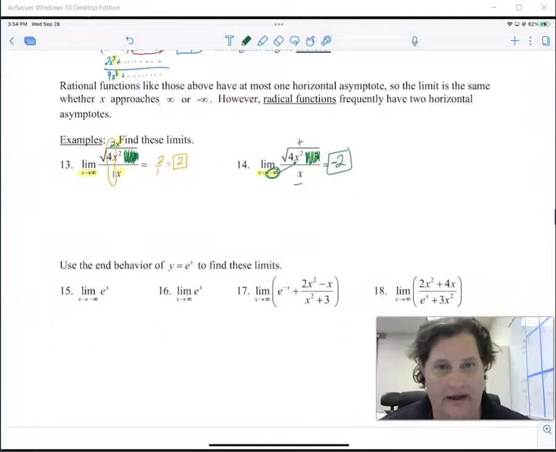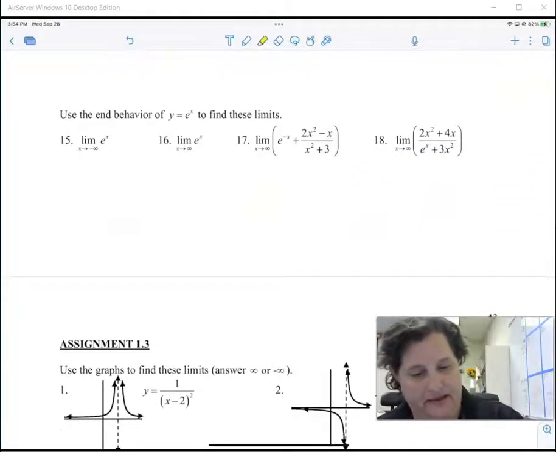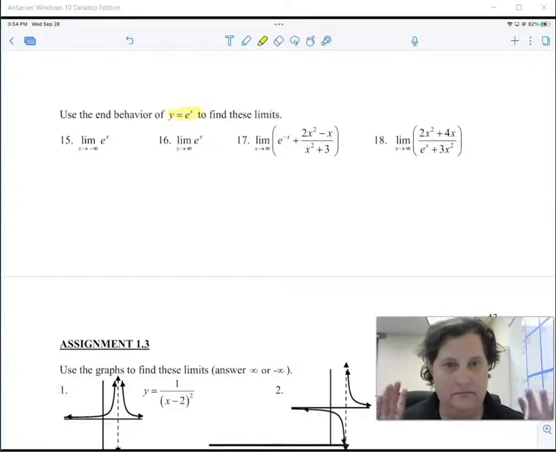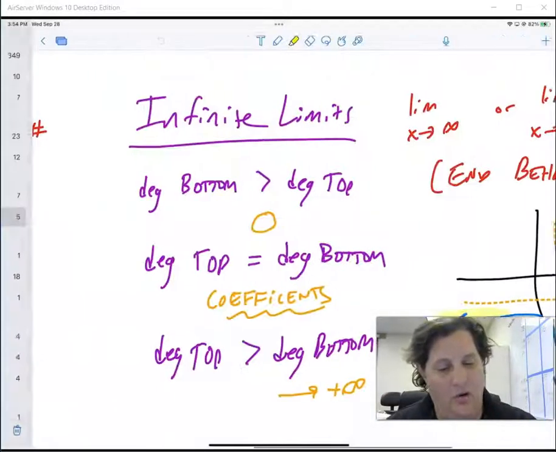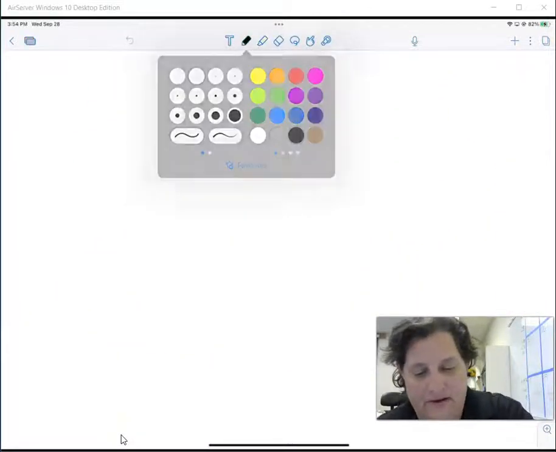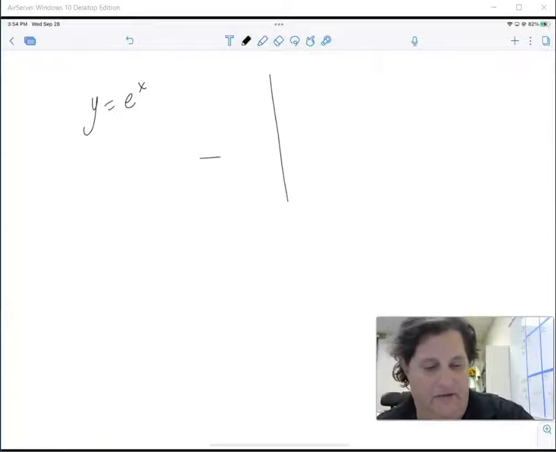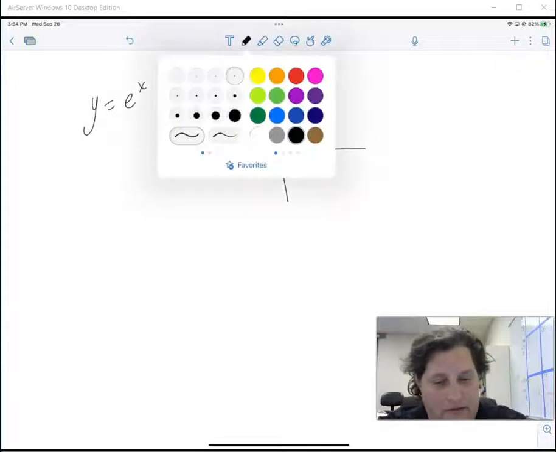All right, cool. Guys, the next thing we're going to talk about is, it says use the end behavior of e to the x to find these limits. Okay, this is interesting stuff. You kind of have to know what the graph of e to the x looks like, right? And eventually, you guys, I really would want everybody to be able to graph that, like just boom, right off the bat, okay? If I kind of forget how to do it, all right, remember this.